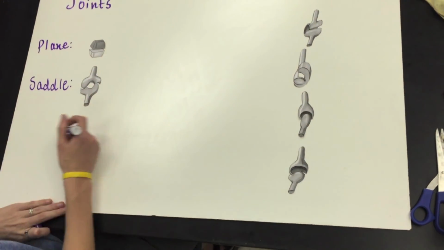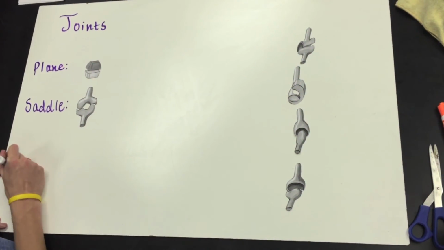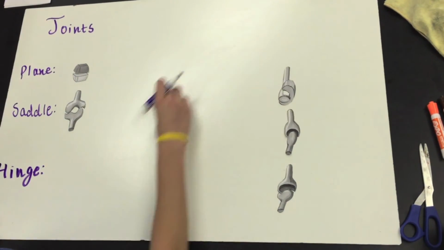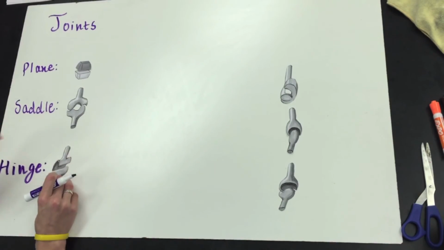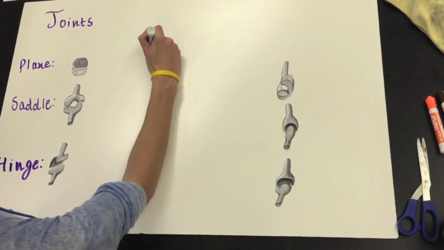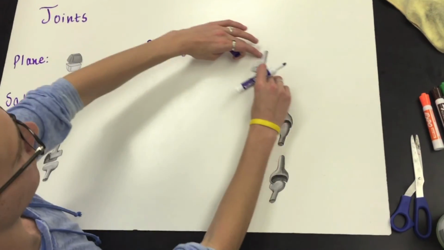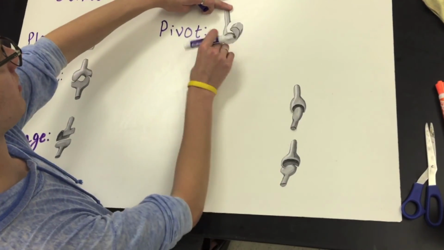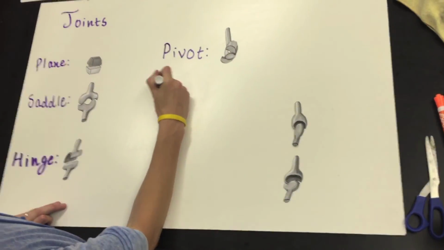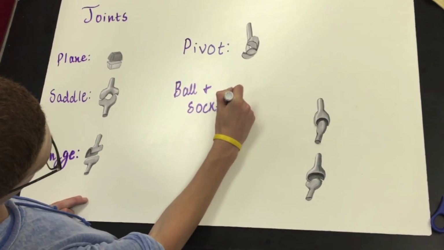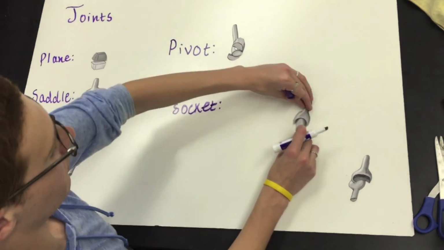Hinge. These joints occur when a convex surface meets a concave surface. They are monoaxial and allow some movement. Pivot. Pivot joints are characterized by a bony process that rotates within a ring. These monoaxial joints allow little movement. Ball and socket. These joints occur when a bulbous shape meets a concave socket. They are multiaxial and allow for a wide range of movement.